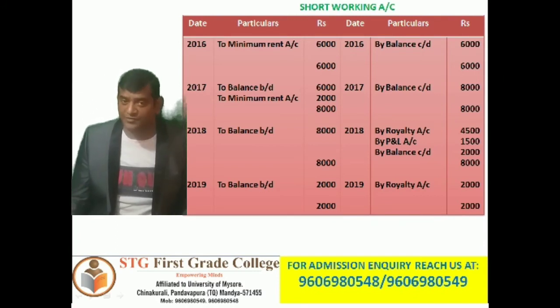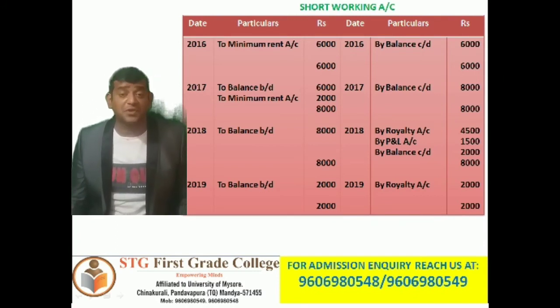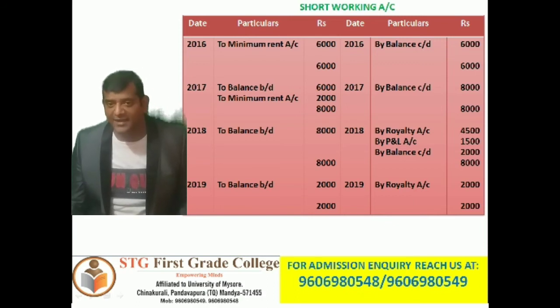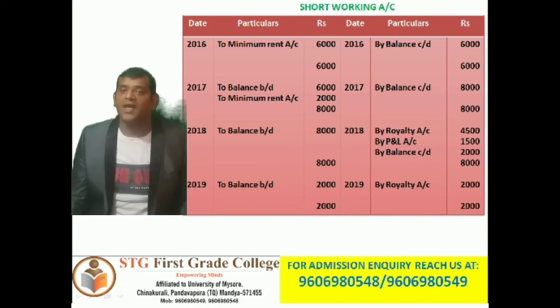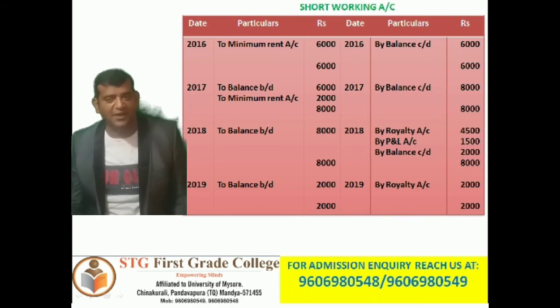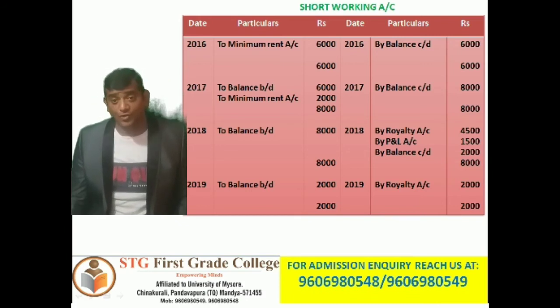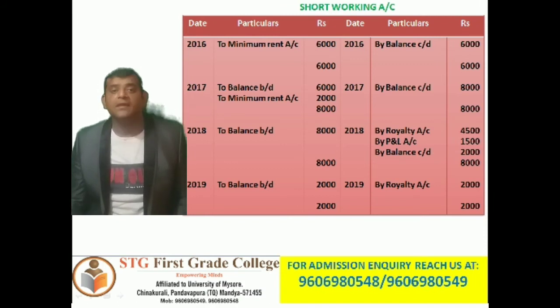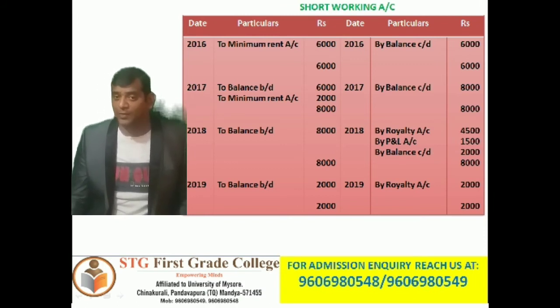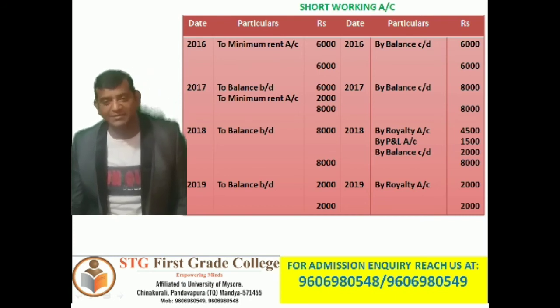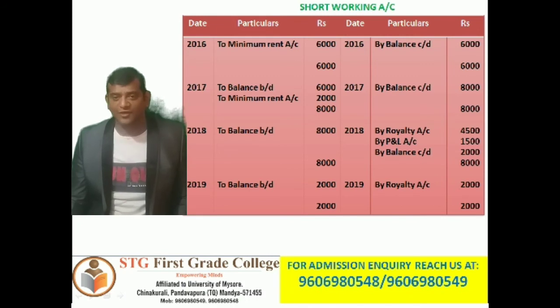In the year 2018, to balance brought down 8,000 rupees; 2018 by royalty account 4,500, by P&L account 1,500, and by balance carried down 2,000 rupees. So both sides total 8,000 and 8,000 rupees. In the year 2019, to balance brought down 2,000 rupees; 2019 by royalty account 2,000 rupees.